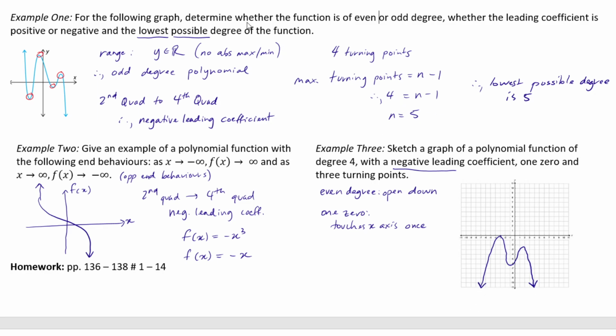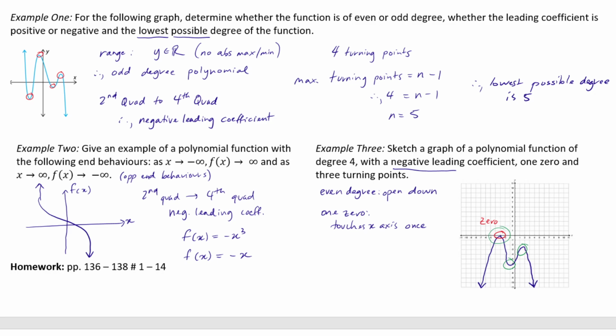Okay. And this seems to match the description because we have, here is our 0, that's our 1, 0, right? It just touches the x-axis and then turns around. And here are our 3 turning points. We've got a turning point here, turning point here, turning point there. It's even degree, negative leading coefficient, opening down. So this matches all the characteristics.